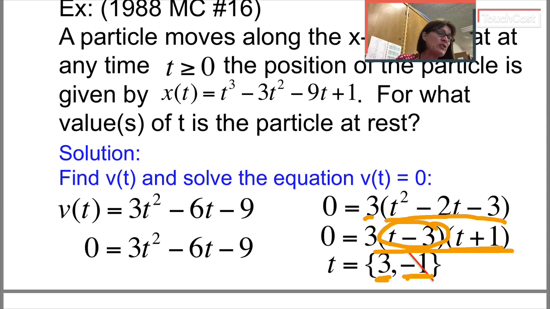Well, in this problem, t stood for time, and we were told our original position function, x of t, was only defined for non-negative t values. I'm going to throw out this negative 1 time value and report that my particle is at rest at time t equals 3, because the velocity at time 3 is 0, and a particle is at rest when its velocity is 0.